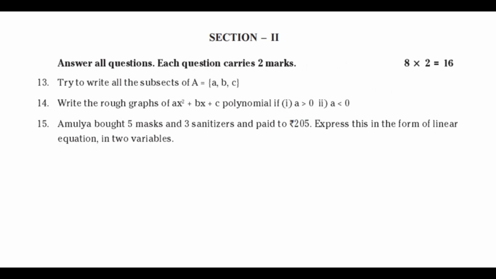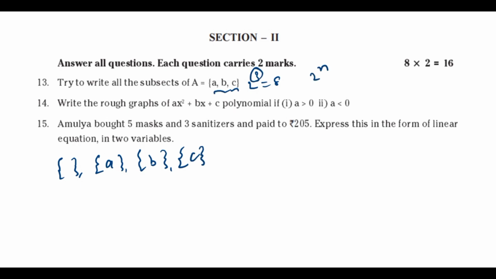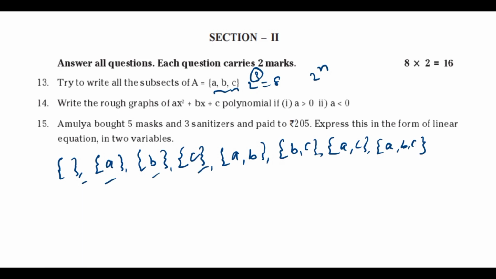Try to write all subsets of this one. So how to write: 2 power 3 equal to 8 subsets you will get. First one is null set and A, second set is B, third set is C. Because there are 3 elements, you can use the formula 2 power n to find the number of subsets. Then 8 subsets we get. So 4 already I wrote. Next AB, after that BC, after that AC, and then ABC. Okay, so you can count now: 1, 2, 3, 4, 5, 6, 7, 8, total 8.